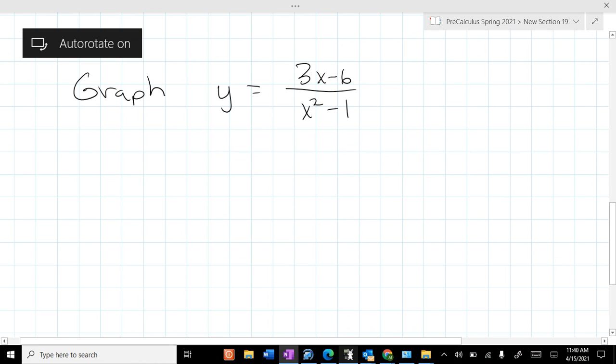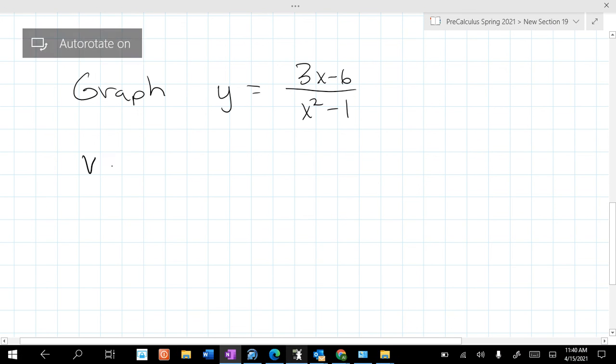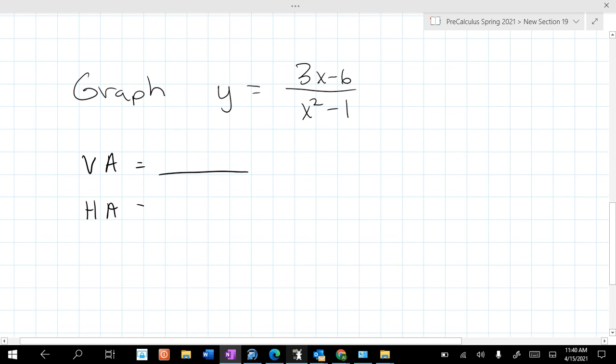Okay, and it'll also have blanks on it, which will say the vertical asymptote equals blank. Horizontal asymptote equals blank. X-intercept equals blank. Y-intercept equals blank. Okay? Vertical asymptote.